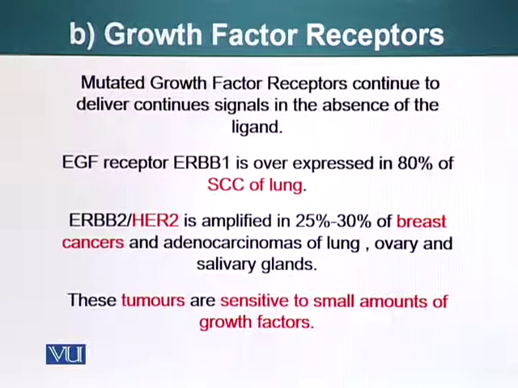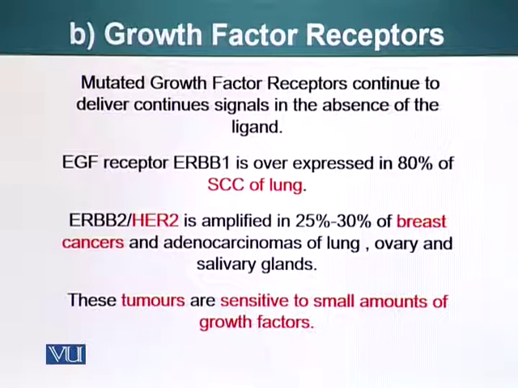Growth factor receptors. Mutated growth factor receptors continue to deliver continuous signals in the absence of the ligand. So if there's a mutation which causes a change in the cytoplasmic domain of these receptors, and that change basically is the configuration of molecules after that receptor has received a signal. So if a receptor is always in on state, even in the absence of ligand, you can well imagine that that receptor will keep signaling the cell to divide, although there is no signal present in the environment for that cell to divide.